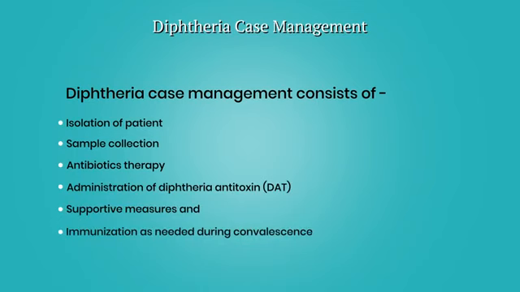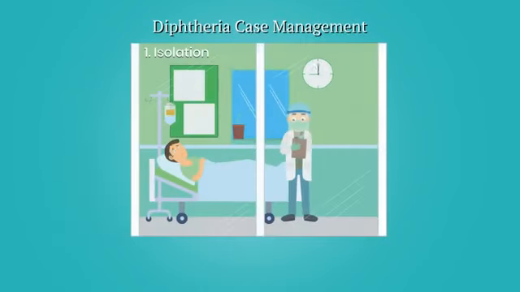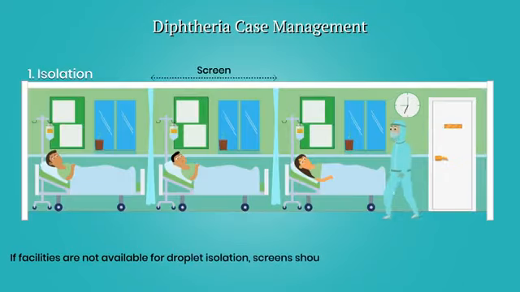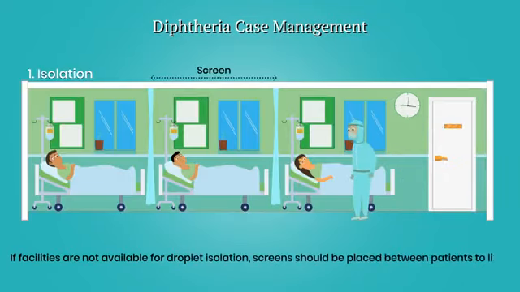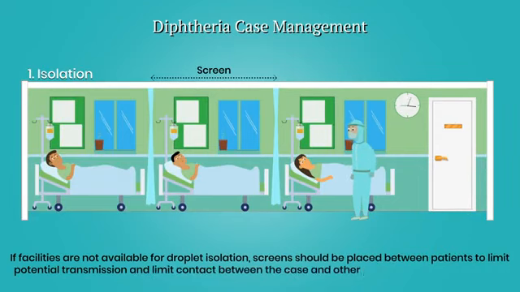as needed during convalescence. After diphtheria is suspected, patients should be kept in strict isolation. If facilities are not available for droplet isolation, screens should be placed between patients to limit potential transmission and limit contact between the case and other patients in the health facility.